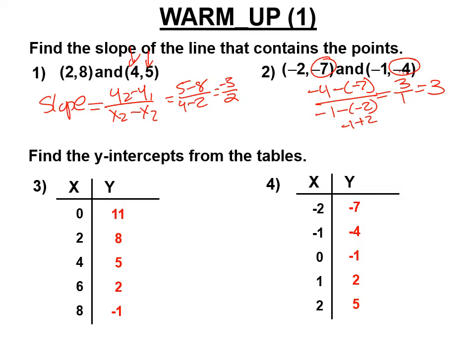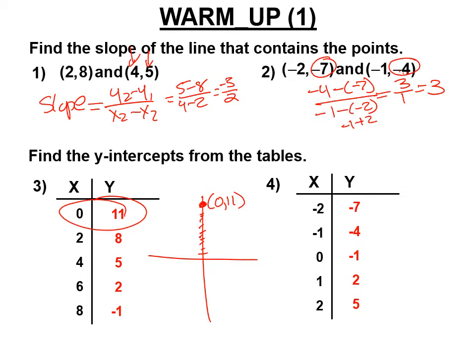All right, find the y-intercept. We're going to combine things we've learned today. So let's look at this first table in number 3. What's the y-intercept? It has to be this one. Y-intercepts start with 0. So if the x-coordinate is 0 in a linear function, that's the y-intercept. So the y-intercept is (0, 11).